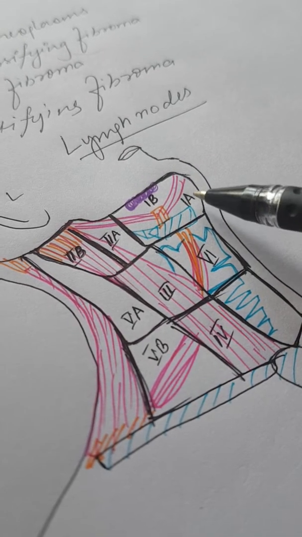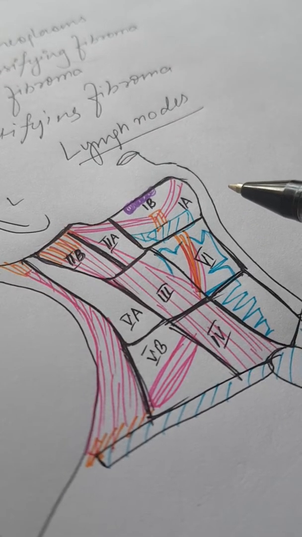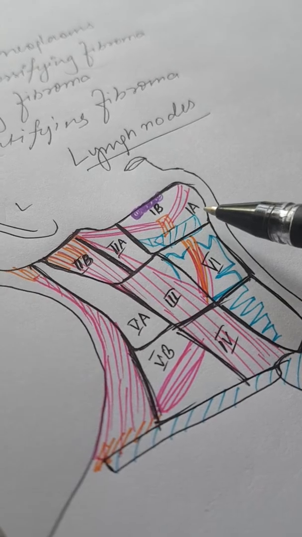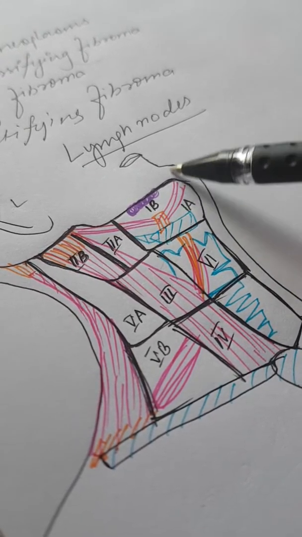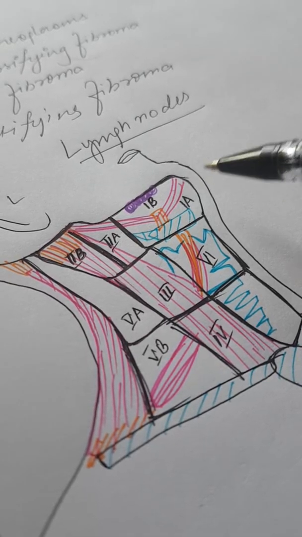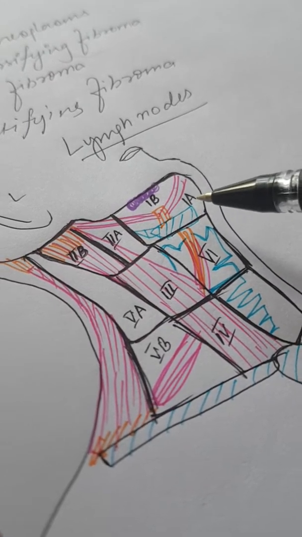So they are divided into 1A and 1B. 1A is the submental triangle region. Sub as in below, the mental region. So the submental triangle. This triangle is bound by the anterior bellies of the digastric and the omohyoid muscle.